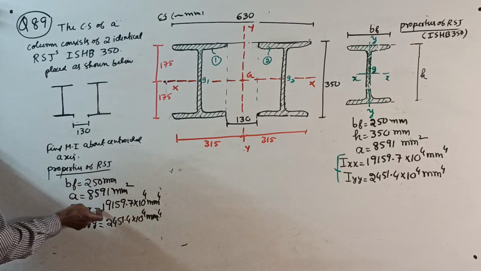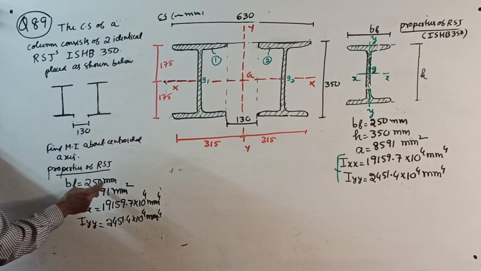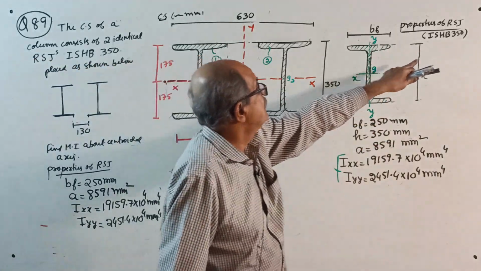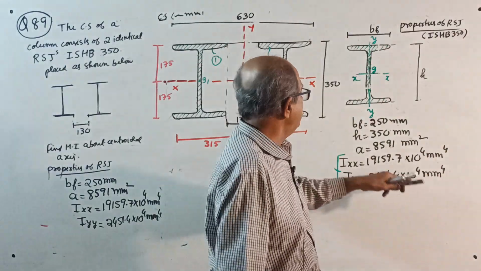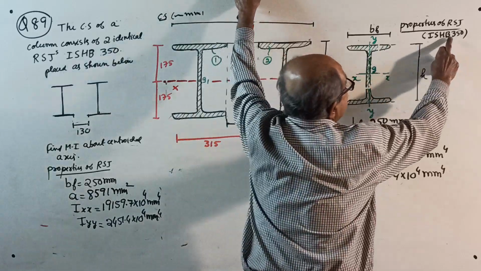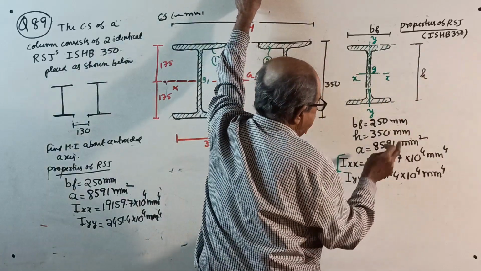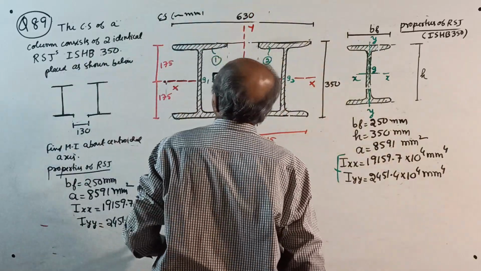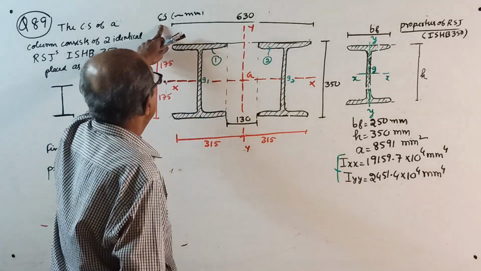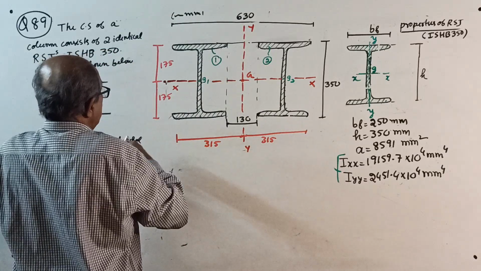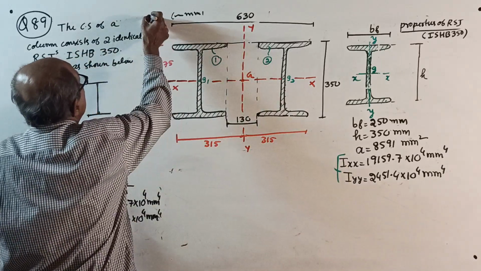Properties for each RSJ are given here. The properties for ISHB 350: breadth of flange, depth; ISHB 350 means depth is 350. Area, IXX, IYY are given in the question. Okay, start. Write the cross section neatly. I am saving some time now.